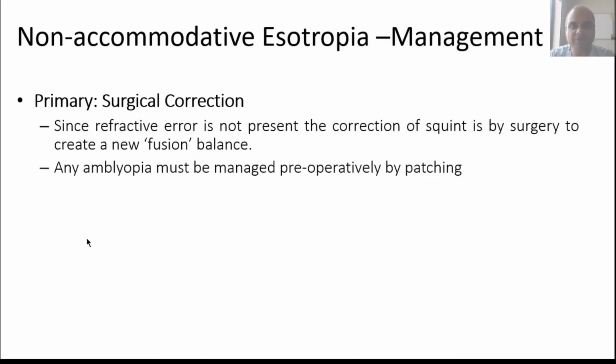For the primary non-accommodative esotropias, it is surgical correction. Since there is no refractive error present, surgery is done to create a new fusional balance. And if there is any amblyopia, it must be managed pre-operatively by patching and also post-operatively as well. Pre-operatively is better because it gets better results simply because there is more enthusiasm on the part of the parents. Yeah, we need to patch so that vision can improve so that surgery can be done.